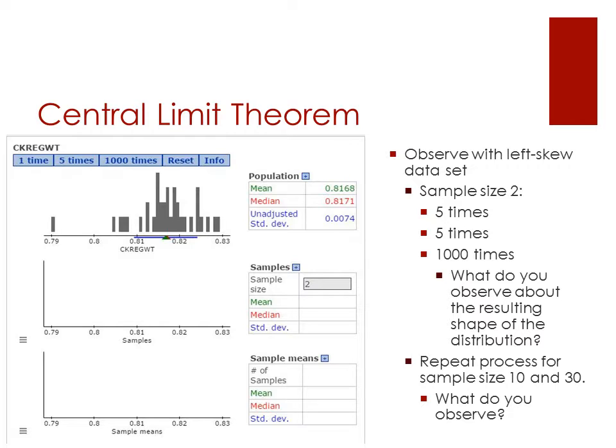And we're going to go through this same process as we did before. First is the sampling size of 2, running it 5 times, another 5 times, and then 1,000 times. And write down your observations about the resulting shape of the distribution. And then reset that and repeat again, going through the same steps for a sample size of 10 and a sample size of 30, each time jotting down your observations. Once you've completed, pause the video here while you go and complete all of those steps. And then once you've done them, let's get back together, turn the video back on, and we'll pull this all together.